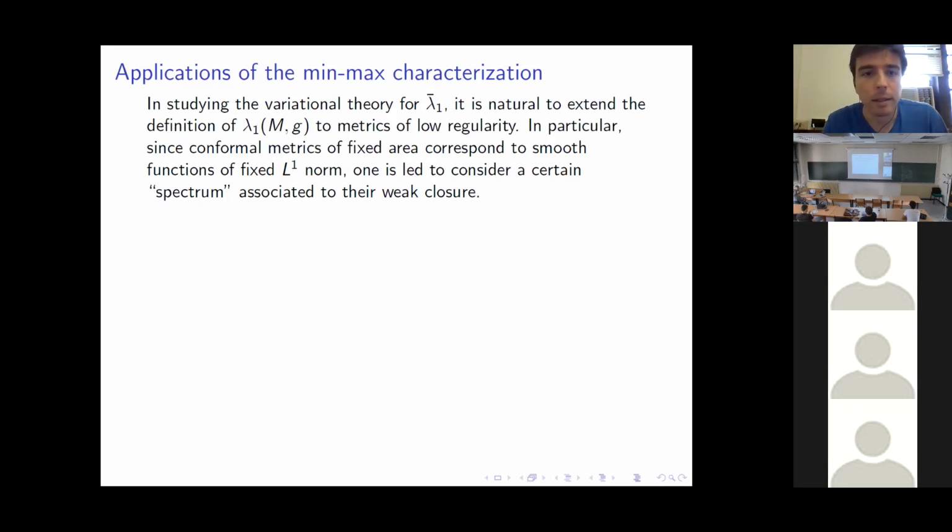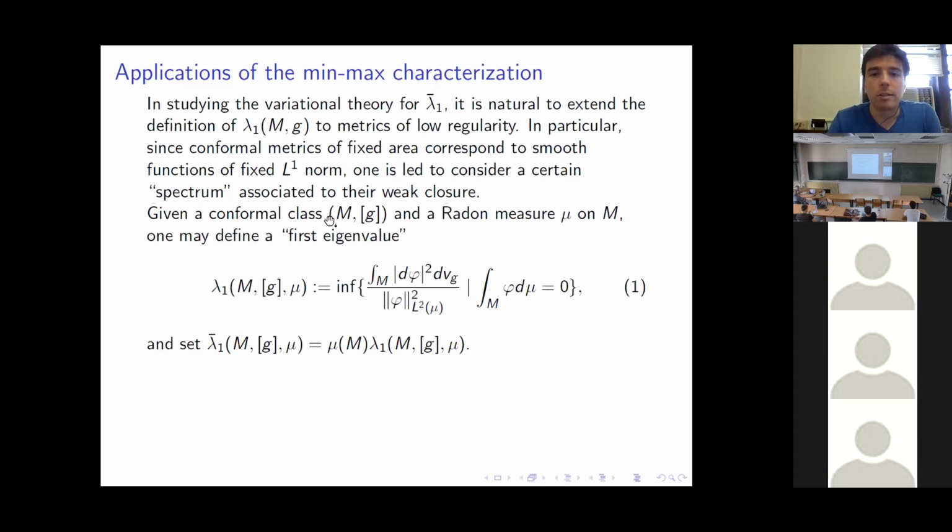Okay. So given some conformal class and some Radon measure on our surface, we can define a first eigenvalue, generalizing the first eigenvalue of the Laplacian, by the same Rayleigh quotient definition we had before. The only difference, right, is that the Dirichlet energy term is a conformal invariant that just depends on our conformal structure. But now we ask that we have zero average with respect to that measure mu, and that the L2 part of the Rayleigh quotient, the denominator, is now L2 with respect to this given measure. Okay. And then given these first eigenvalues, we can also define these normalized first eigenvalues.